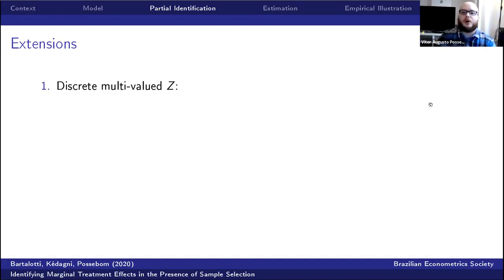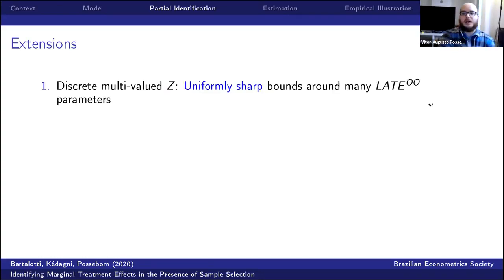One thing that is important for the applied researcher is that finding a continuous instrument is very hard. So we also have results for discrete multi-valued instruments. In this case, we have LATE parameters. So we have the effect on compliers, and we are able to derive uniformly sharp bounds for any LATE parameter.